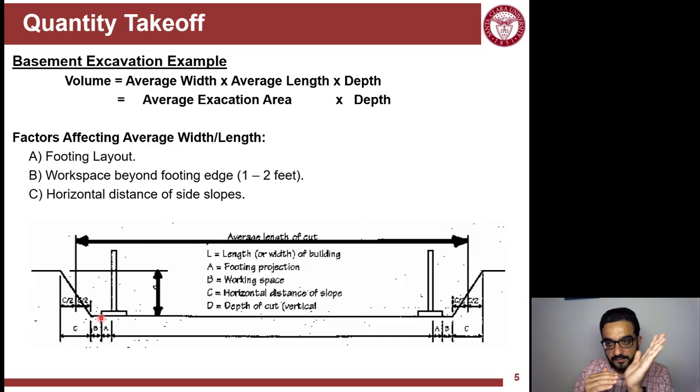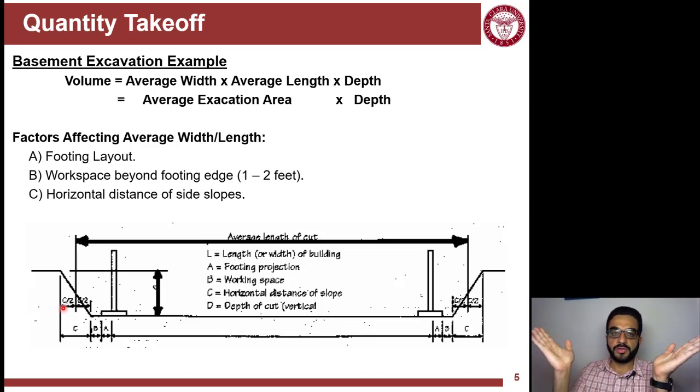So you want to leave some space so workers can walk and put the formwork, so you can place the concrete after that. So that's around 1, 2, 3 feet. It depends on your judgment here. And then you need also to account for the excavation of the type of soil. And this is why it's important to visit the site and be familiar with the soil conditions.